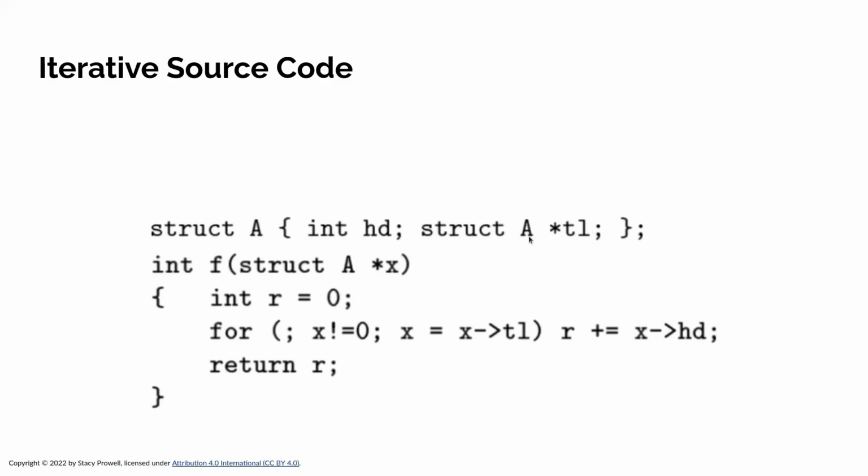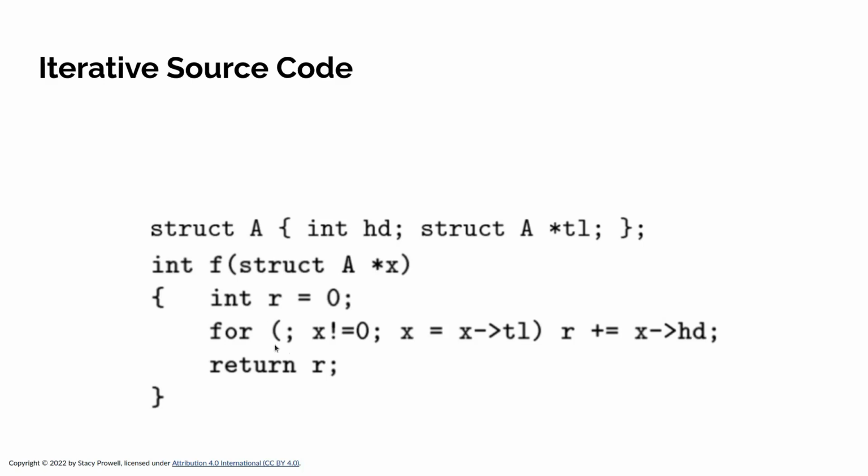This looks so much like a linked list that if it doesn't immediately look like a linked list to you, you should probably go back and take another data structures class. This is clearly a linked list. And so here we come into F. F takes one of these linked lists, right? It takes a pointer called X to a struct A. So an instance of this. And it sets R equal to 0. And then it goes into a for loop.